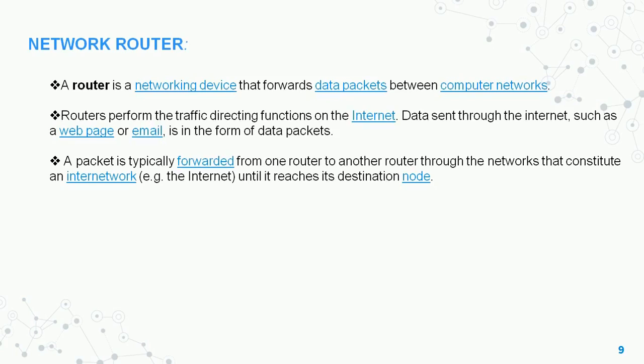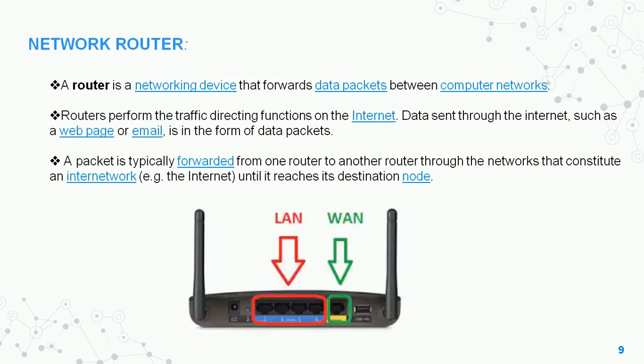And then, what is a network router? A router is a networking device that forwards data packets between computer networks. It performs traffic directing functions on the internet. Data sent through the internet, such as a web page or email, is in the form of data packets. It is used in local area as well as wide area networks.